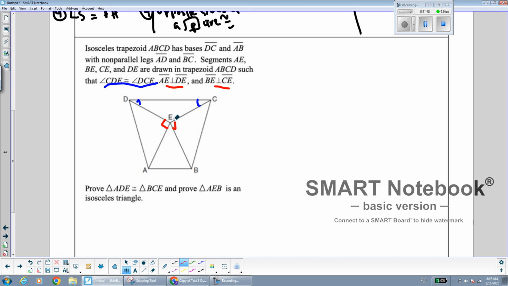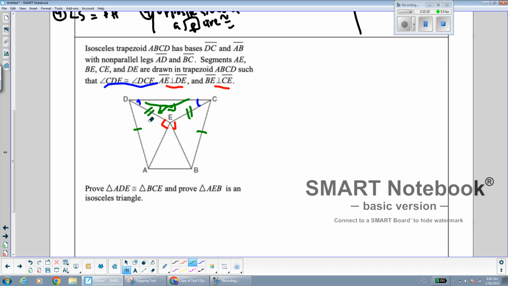We need to prove that triangle ADE is congruent to triangle BCE, first of all. That's not too bad. We know this is an isosceles trapezoid, so I know that the legs are congruent. And I also have a triangle up here with two equal angles. And I know if a triangle has two equal angles, the sides opposite those angles are also congruent. So now take a look at what I have.